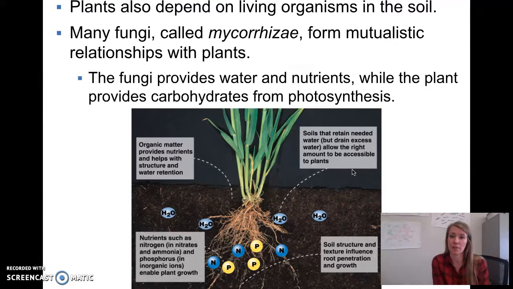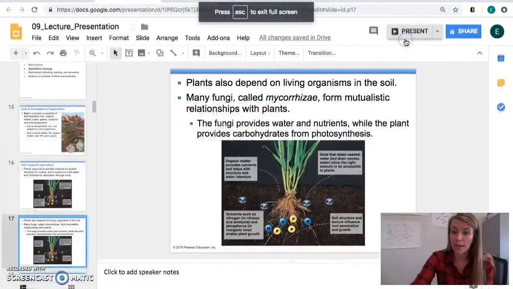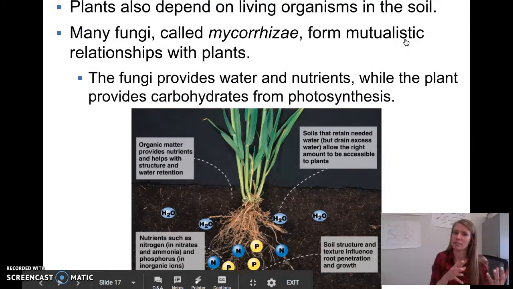So plants also are going to depend on the living organisms in the soil. A lot of plants have this symbiotic relationship with single-celled fungi, and it's called mycorrhizae. Basically, the mycorrhizae, the fungi, live on the roots of the plants, and the fungi are able to provide water and nutrients for the plant because they're able to break down some of the organic molecules in the soil to make them more accessible for the plant. And then the plant does photosynthesis and delivers some of the carbohydrates to the fungus, able to get what they need. And this fungi that are part of the soil are part of the reason that plants can be so successful in that soil.